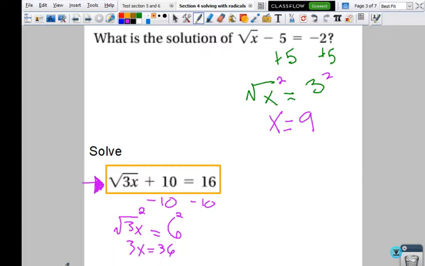Oh, I actually did it both ways. Not minus. Divide. Divide by 3. Oh, divide. Didn't you know that? I still got the same answer. It doesn't matter. I did it both ways, actually.